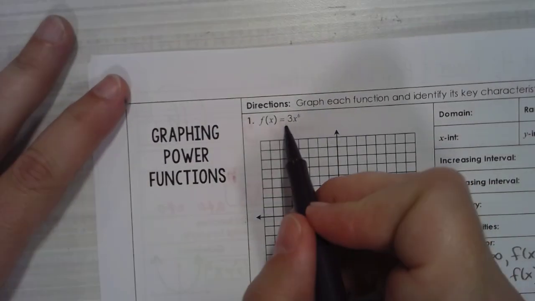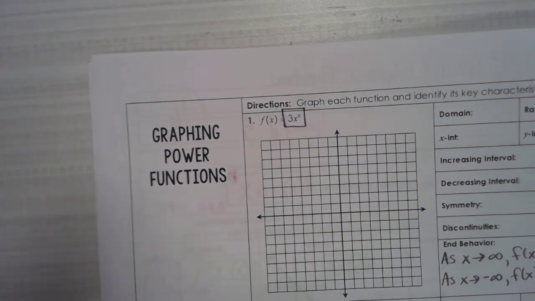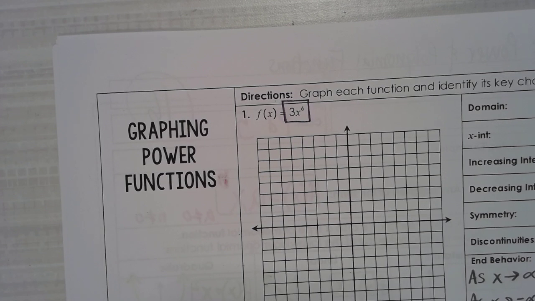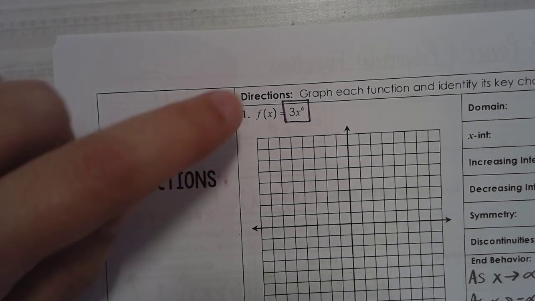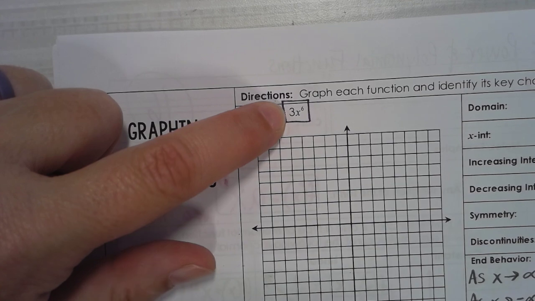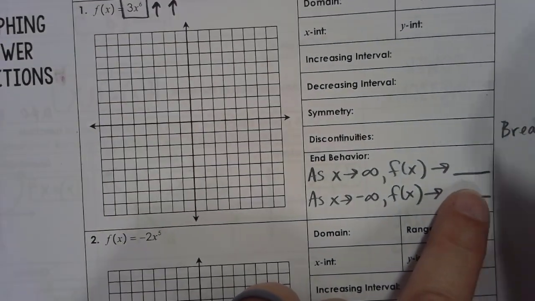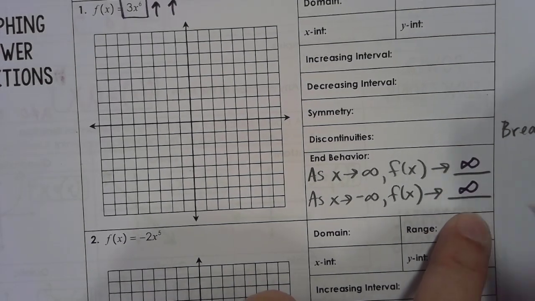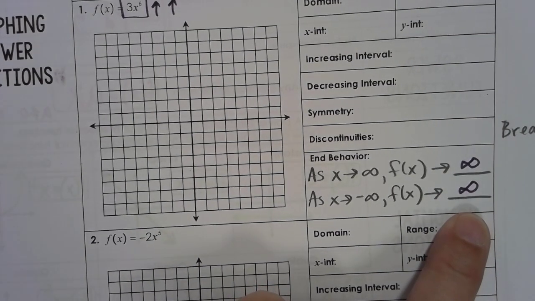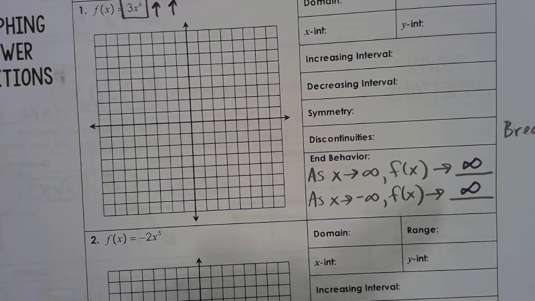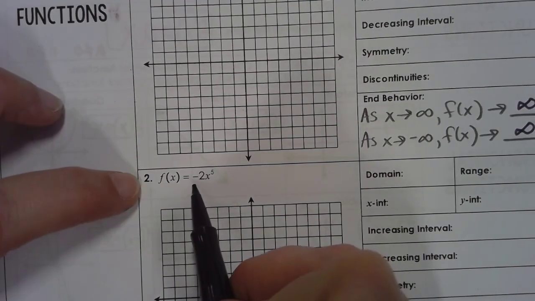So looking at our first function, the first function is right here. It says 3x to the 6th. So are those going to go the same direction or opposite directions? The ends of our graph are going to go the same way. Are they both going to go up, or are they both going to go down? This is positive, so this is going to be up, up. So right here, up is positive infinity for both ends of that. Okay. Can you do the second one?